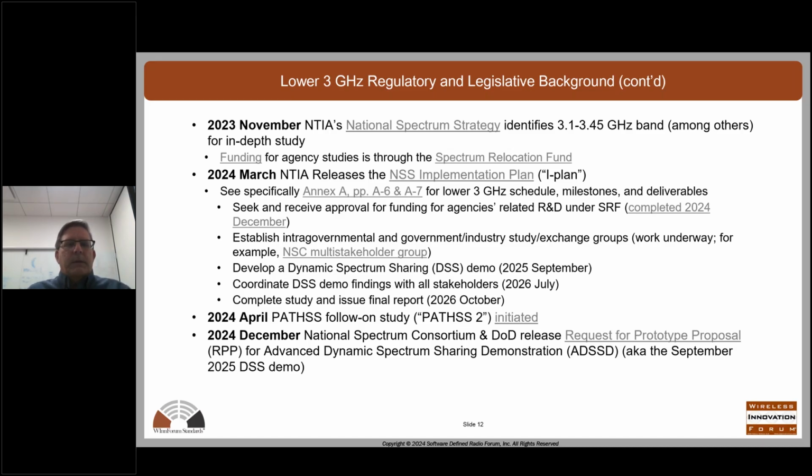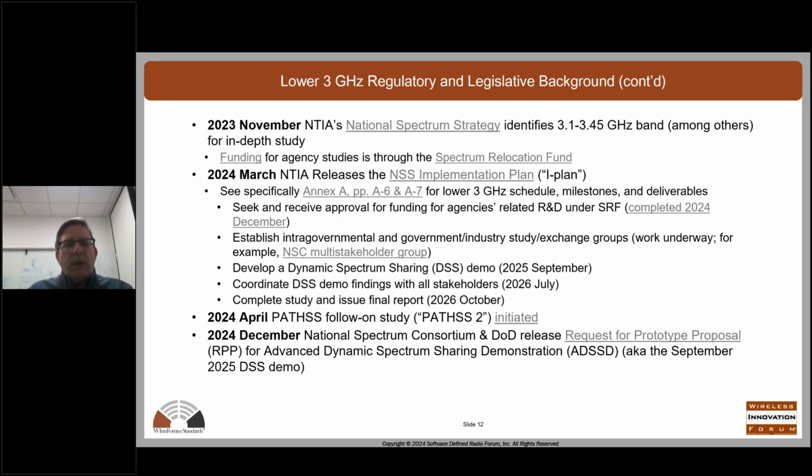The NTIA issued an implementation plan in March of 2024 that explained how we were going to get to where we want to go in the National Spectrum Strategy. And in there was a specific schedule and milestones for the lower 3 gigahertz band. First, the individual federal agencies under the Spectrum Relocation Fund would have to submit plans for how much it would cost for them to accommodate shared spectrum use in the 3.1 to 3.45, which may involve relocating systems or tweaking systems, whatever. That process was completed just last month.